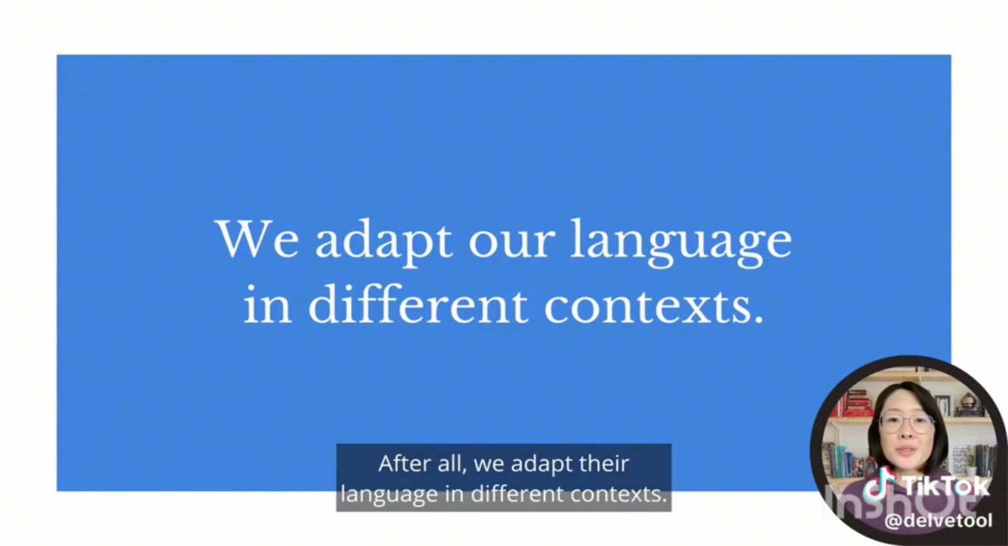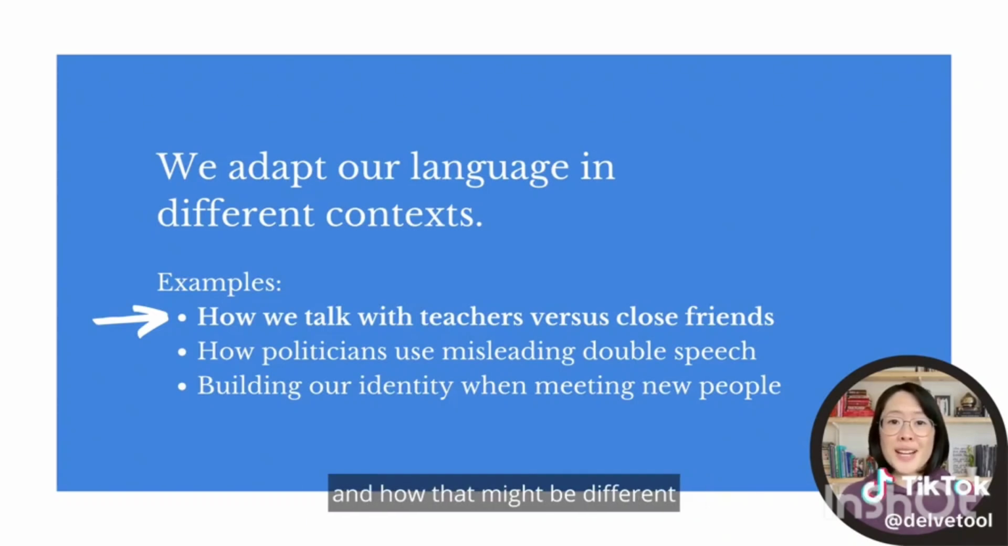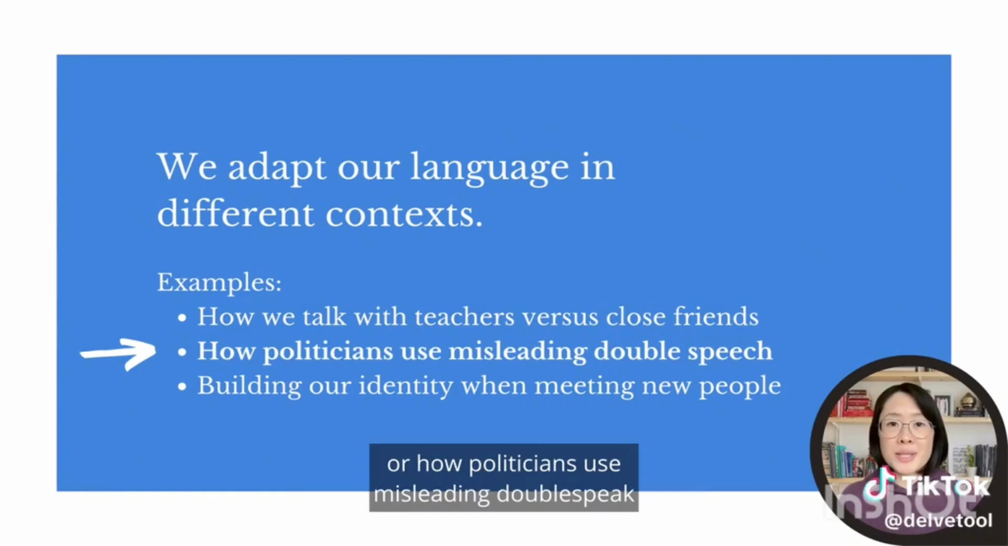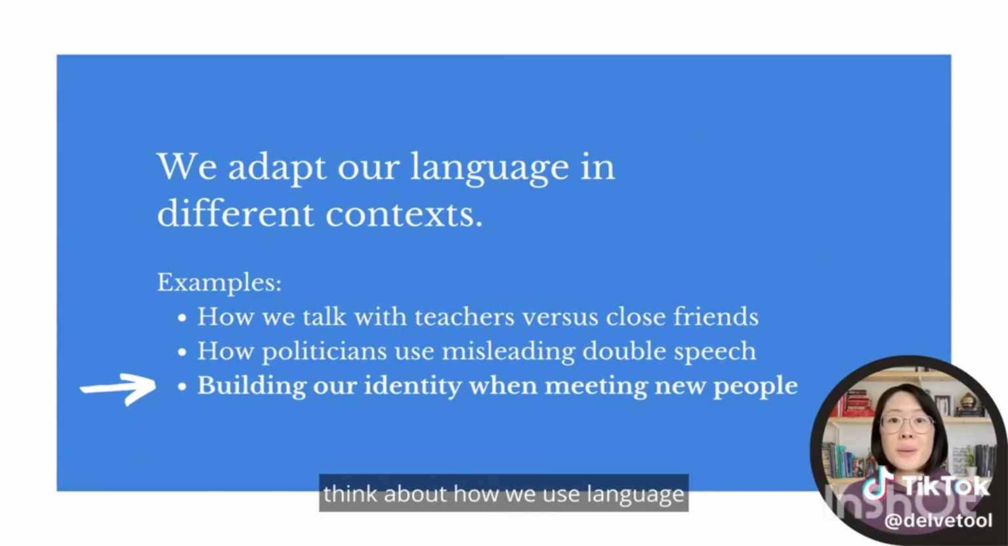After all, we adapt our language in different contexts. Consider how we talk with a teacher and how that might be different from how we talk with a close friend, or how politicians use misleading doublespeak to mask inconsistencies between what they say and what they do. And when meeting new people, think about how we use language to build our identity from scratch.